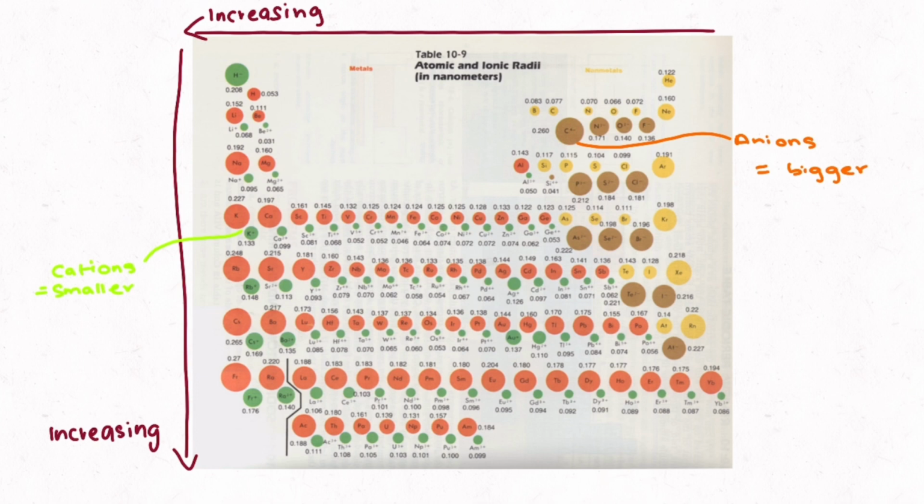Atomic radii increases from right to left. It increases from top to bottom. Cations are smaller, anions are bigger. Things to keep in mind: effective nuclear charge, orbitals, energy levels, and electron repulsion. Really simple and easy.